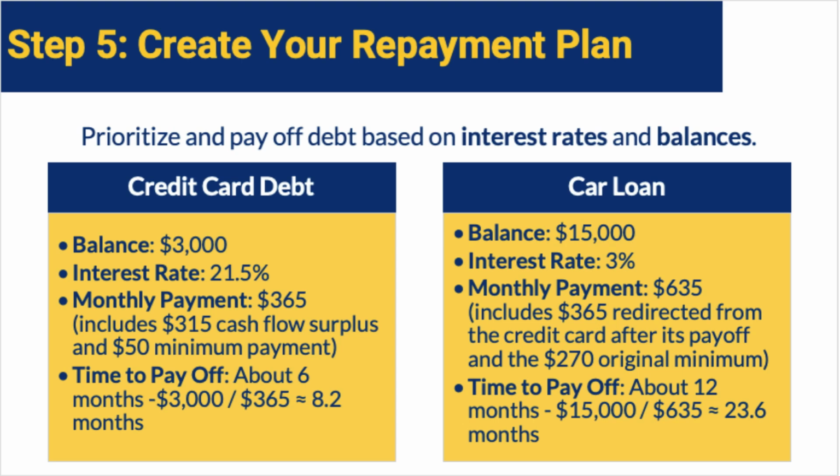Car loan, balance, $15,000. Interest rate, 3%. Monthly payment, $635, includes $365 redirected from the credit card after its payoff and the $270 original minimum. Time to pay off, about 12 months, calculated as $15,000 divided by $635 equals about 23.6 months, but simplified to 12 months for the example.